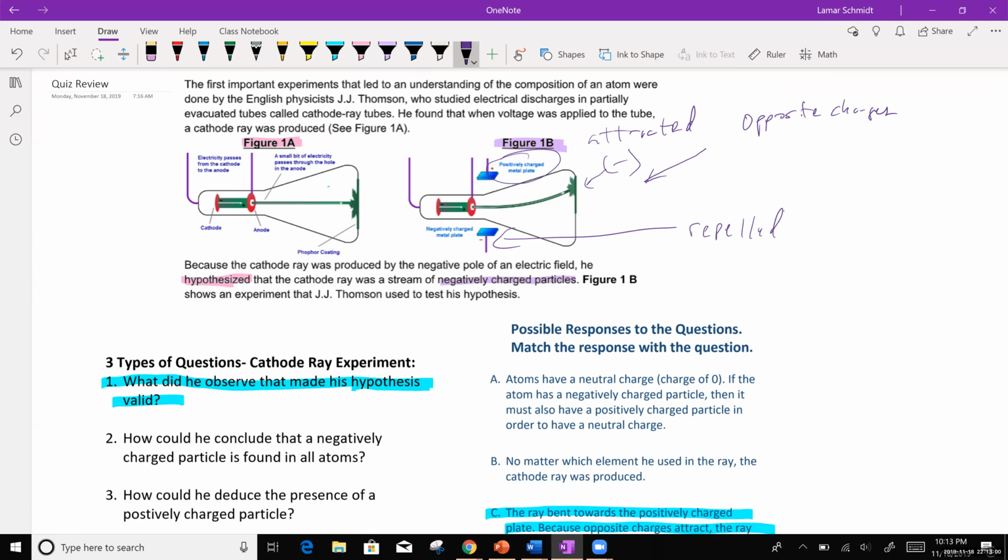Okay, and like charges, not exactly sure what's going on with the pen.